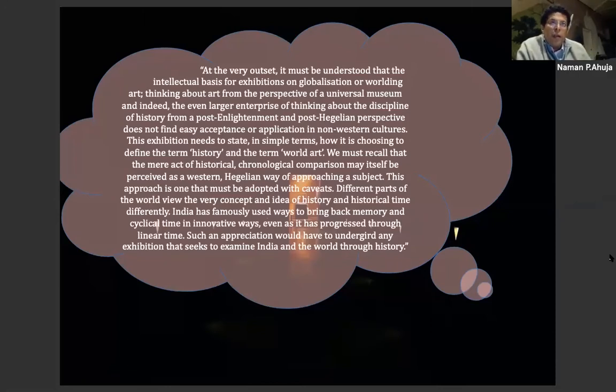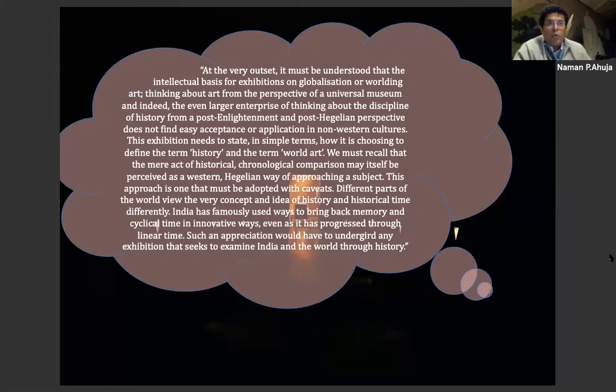it must be understood that the intellectual basis for exhibitions on globalization or worlding art, or thinking about art from the perspective of a universal museum, and indeed even the larger enterprise of thinking about the discipline of history from a post-Enlightenment and a post-Hegelian perspective, does not find easy acceptance or application in non-Western cultures. So this exhibition needs to state in simple terms how it is choosing to define the term history and the term world art. We must recall that the mere act of historical and chronological comparison may itself be perceived as a Western or a Hegelian way of approaching a subject.